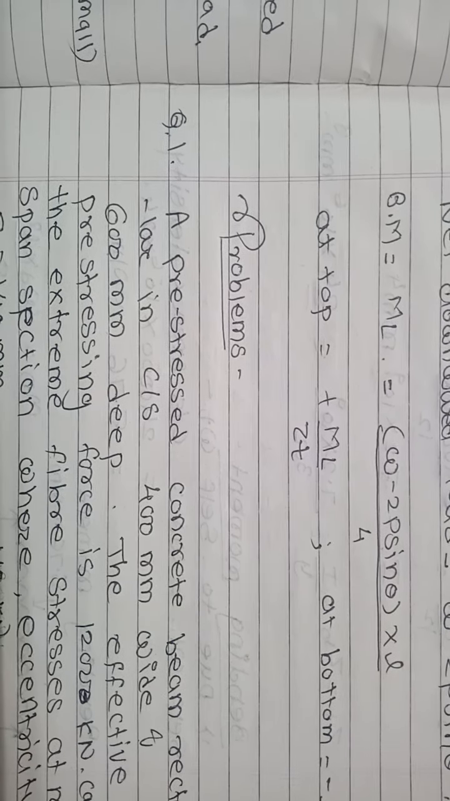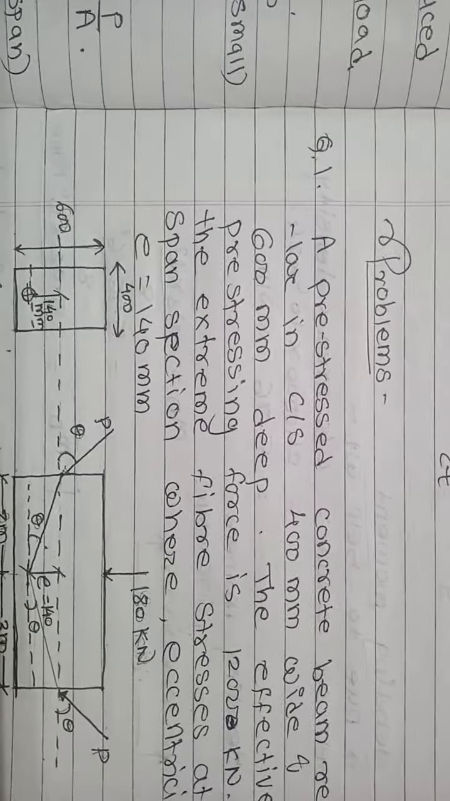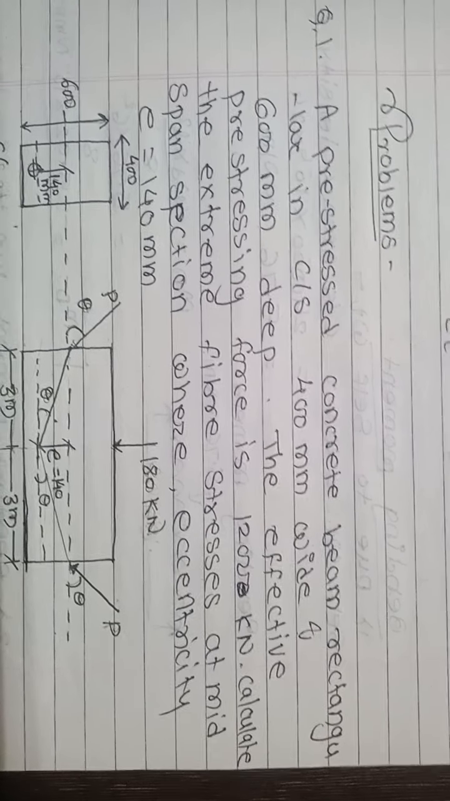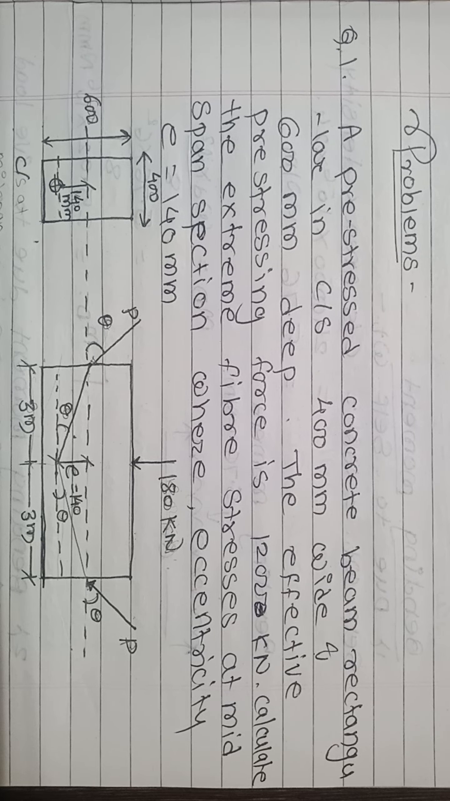Now let's start another problem on bent up tendon. First of all, read the problem carefully. In this problem, a pre-stressed concrete beam, rectangular in cross section, is 400 mm wide and 600 mm deep. The effective pre-stressing force is 1200 kN. Calculate the extreme fiber stresses at the midspan section, where eccentricity E is equal to 140 mm.